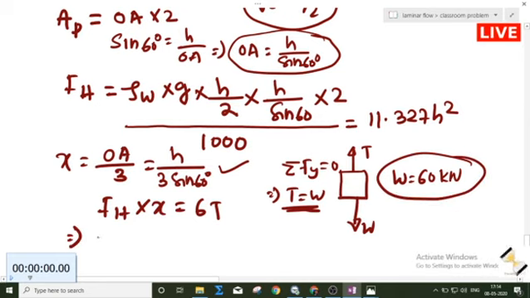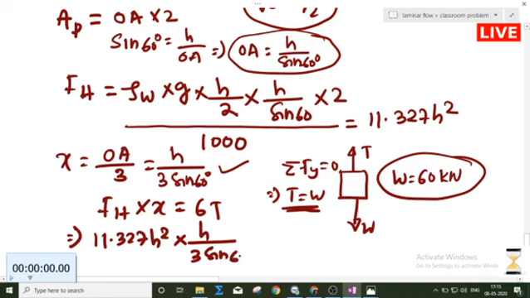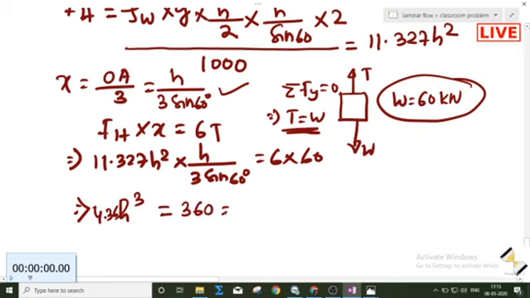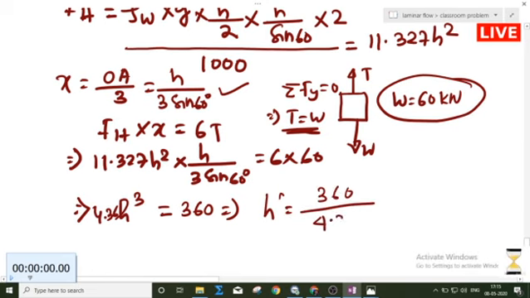So the hydrostatic force, that is 11.327, this is h square, and this is h by 3 sine 60 degree into 6 into 60. So now can you find out this h? This is coming out to 4.36. 4.36 h cube will be equal to 360. So this h will be equal to 360 divided by 4.36 to the power 1 by 3.